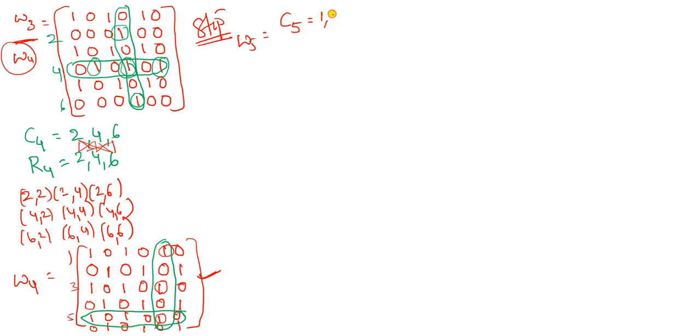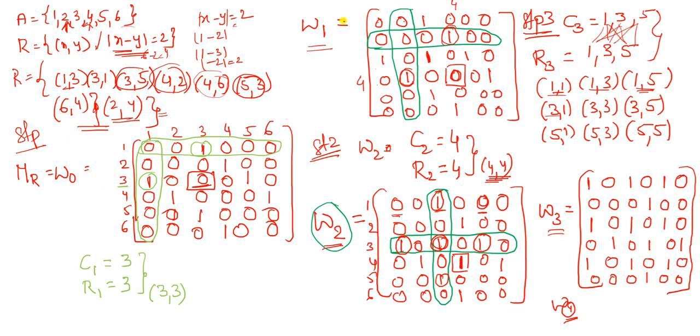Simple, 1 3 5. And next check R5, row 5. Row 5, where are the 1 values? Here 1 position, and third position, and fifth position, 1 3 5. Okay, so what are the values? 1 1, 1 3, 1 5. I think these values we got before, right? 1 1, 1 3, 1 5.